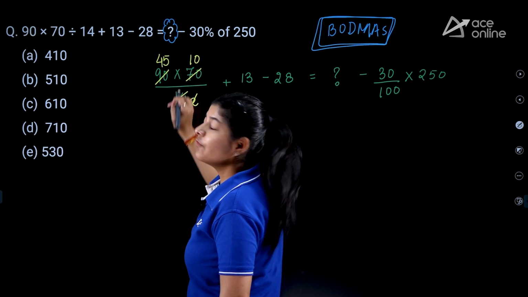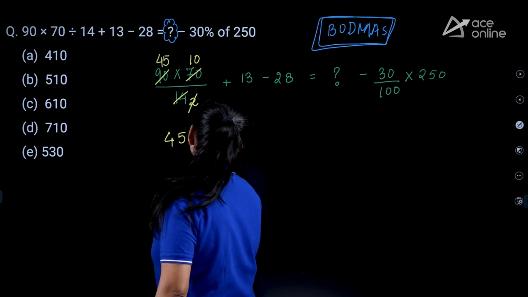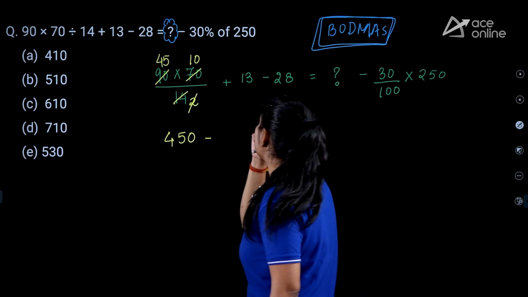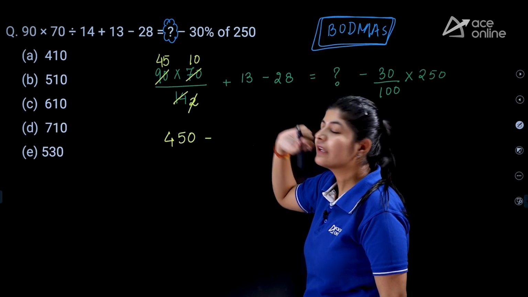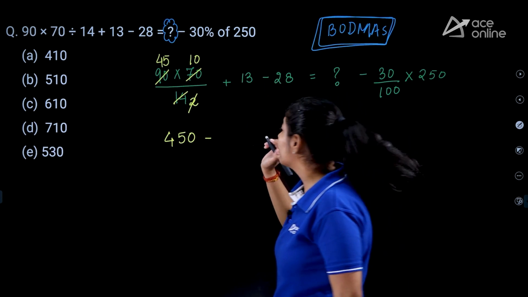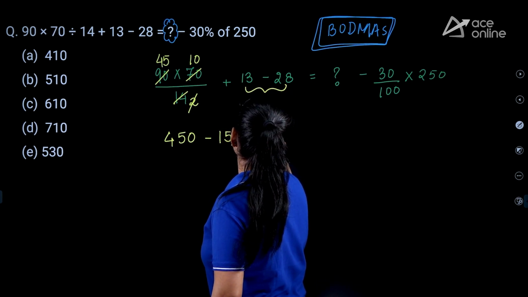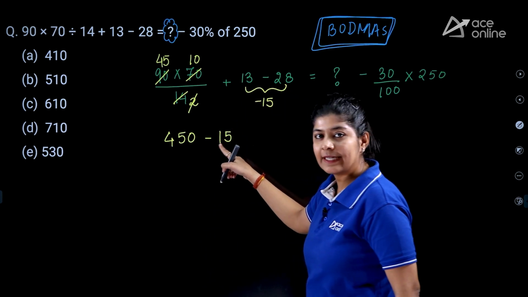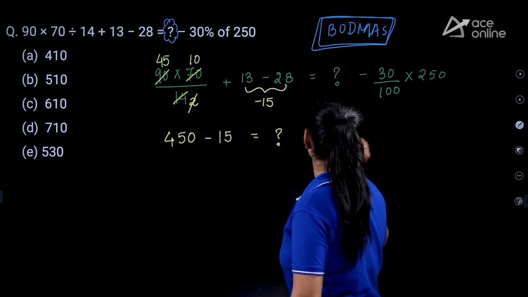So in the combined format, I can write this term as 450 minus, here we are having 13 in the positive and 28 in the negative, and it will give minus 15. So I am getting minus 15 over here. So I am just directly writing it over here, right? This is equal to again the question mark.